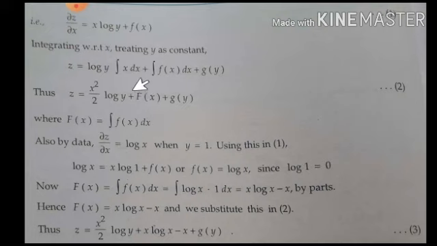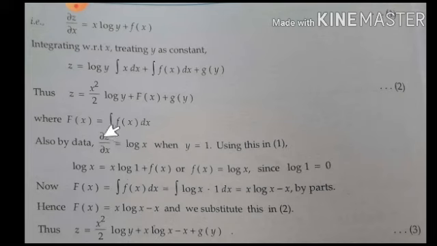Now I need to find out F of x. F of x means what? The integral of small letter f of x. So what is small letter f of x? I can obtain it from this equation 1. So substitute the given condition in equation 1. ∂z/∂x they have given as log x, and y they asked you to take as 1, f of x. We know log 1 is 0. So what you get is f(x) equals log x.